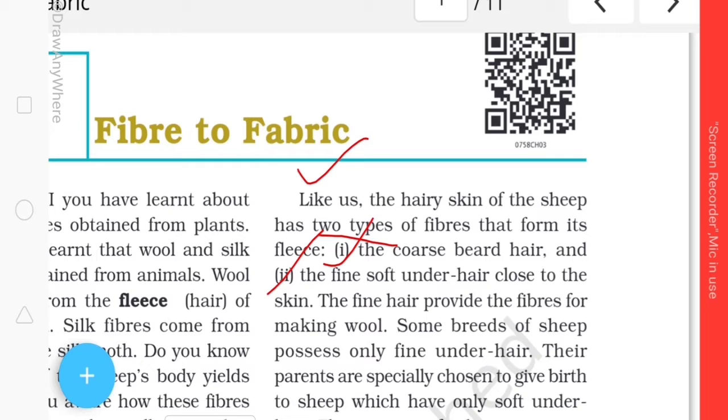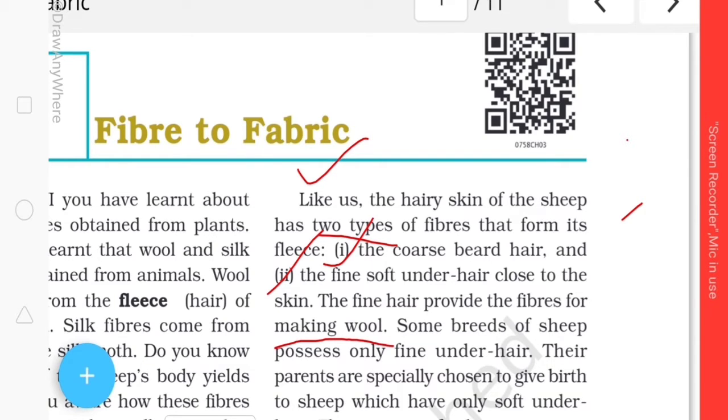So what is the coarse beard hair? Just like a beard, it is long compared to the fine soft under hair. It is called under hair because these soft hairs remain under the coarse beard hair. And these soft hairs remain very much attached to the skin, just like the fine soft hair which is found on our hands, arms and legs.